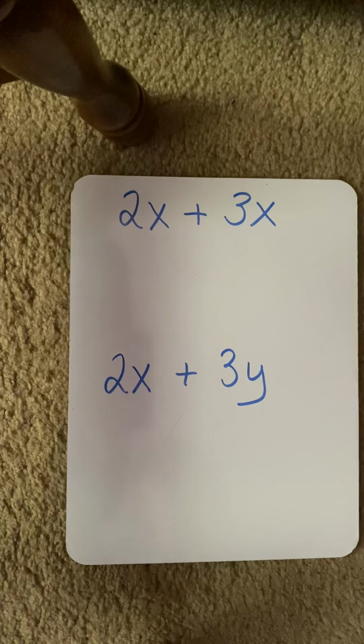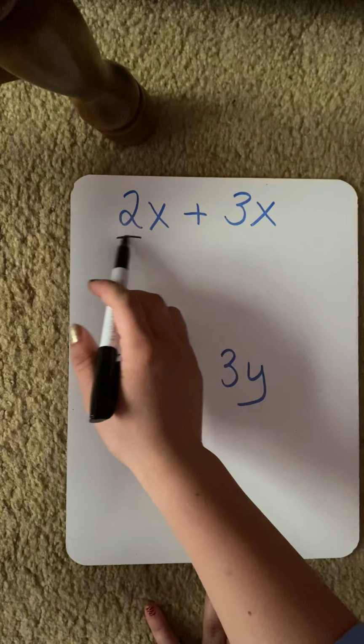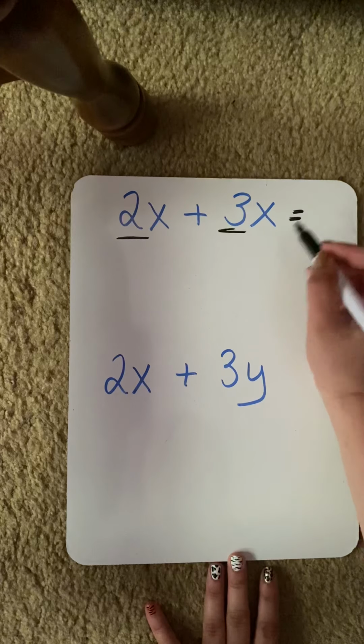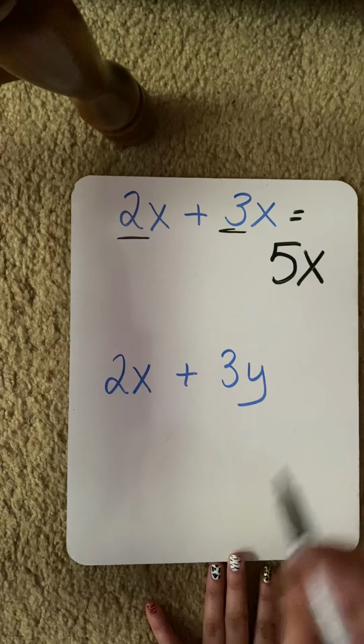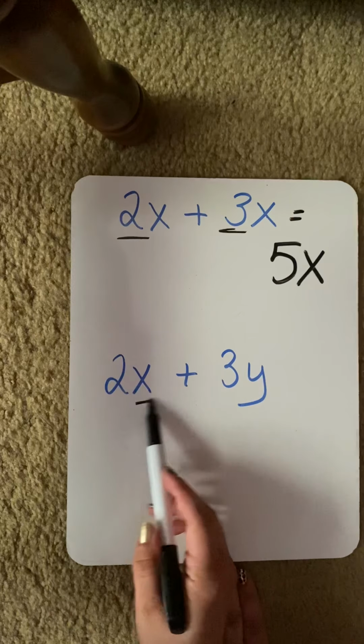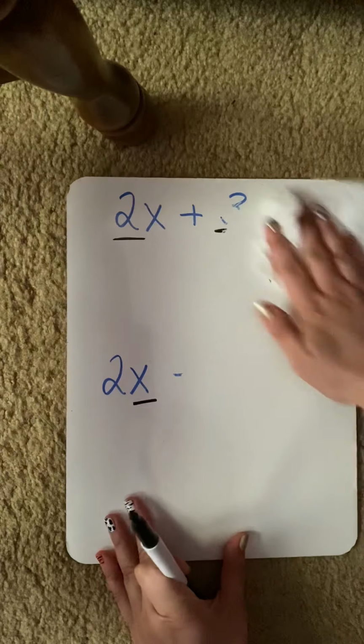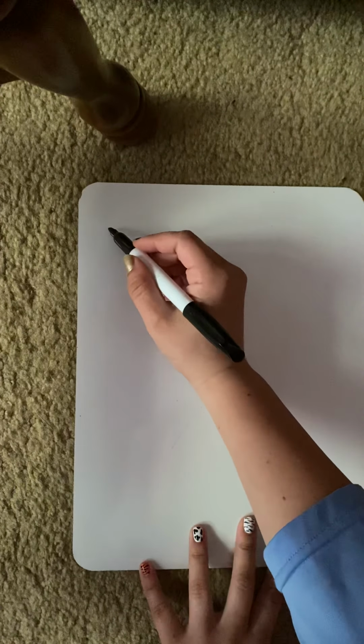Hi everyone, so today we're going to start adding and subtracting radicals since last week we worked on simplifying them. If we think back to adding and subtracting with variables, if we had 2x plus 3x, we just add the numbers in front, so it would give us 5x. But if we had 2x plus 3y, we couldn't do anything because we can't combine these variables because they're different. So we're going to keep that same thought going into adding and subtracting radicals.